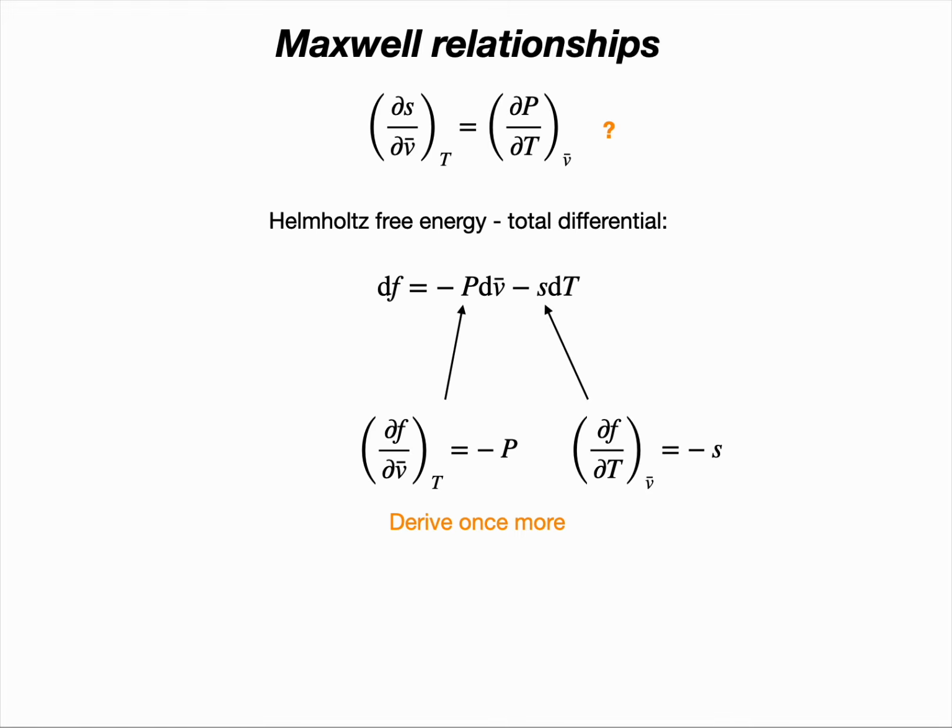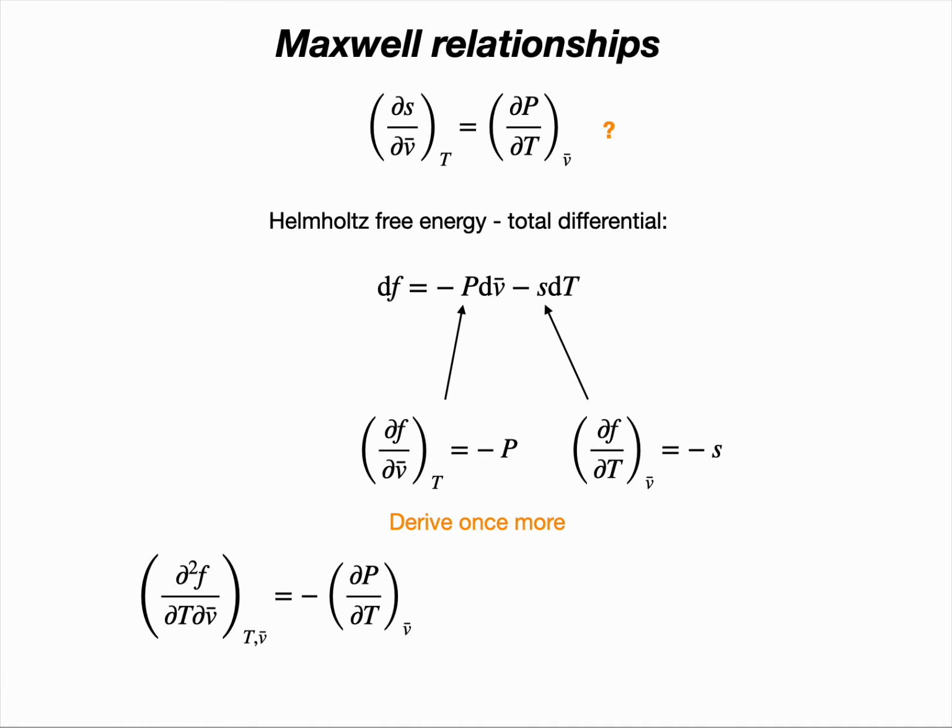And what is pressure here? Pressure is in fact the partial derivative of F with regard to the volume, again with the minus sign. So we have two partial derivatives of F that we can indeed identify from this differential form of the Helmholtz free energy: dF/dV and dF/dT. We can derive once more.